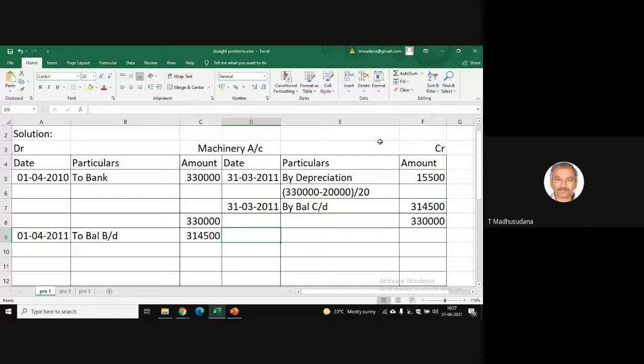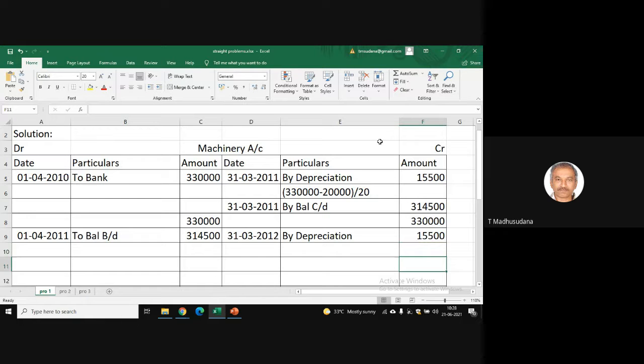Second year starting date is 1/4/2011 and ending date 31/3/2012. By depreciation. How much? Same amount, 15,500. Why only 15,500? In this method, the annual depreciation is fixed. Annual depreciation is fixed. Okay, every year.